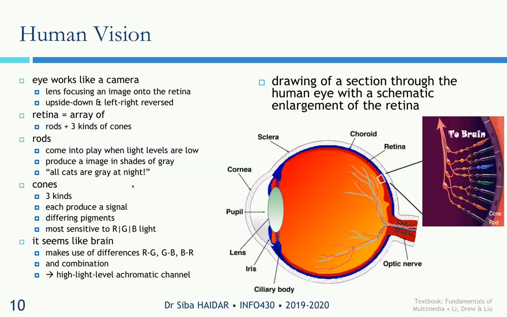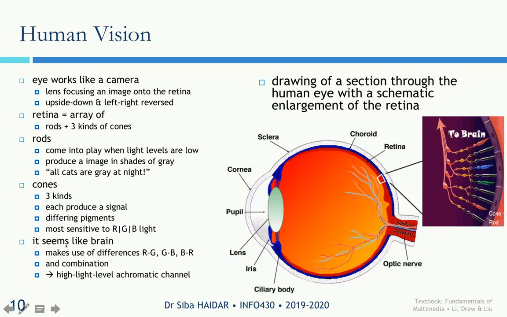And then, we have also the cones, which are the red, blue, and green ones. You can see here in the zoom in. And they are of three kinds, effectively, in the eye. And each kind of cone produces a signal, with differing pigments. So the red cone, we call it red cone because it is more sensitive to red color, and so the same for green and blue cones, which are more sensitive to the green and blue color wavelengths.